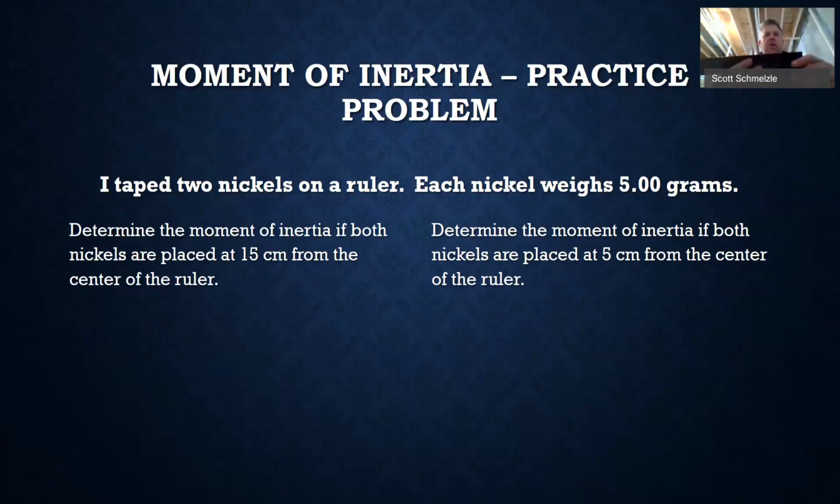That's awesome. So for us now, I've got my meter, my Batman ruler with nickels on the outside. Each nickel weighs 5 grams. First, we want to determine the moment of inertia if both nickels are placed 15 centimeters from the center of the ruler. So there's my 15 mark. That's my middle. I got this one out at 0, centered, and that one out at 30, centered.